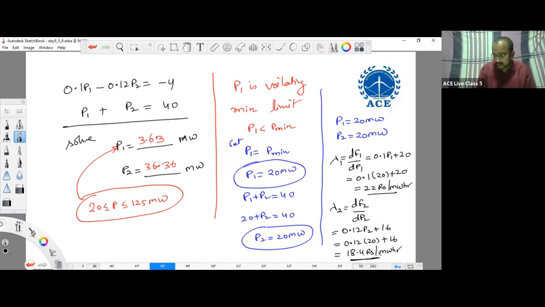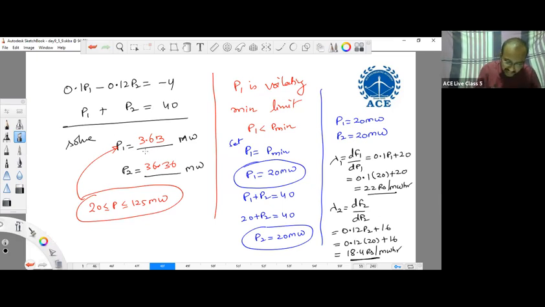But which value is to be selected, lambda 1 or lambda 2? This is very important, sir. Listen here. Lambda value is decided by the unit which is participating in the economic dispatch program.